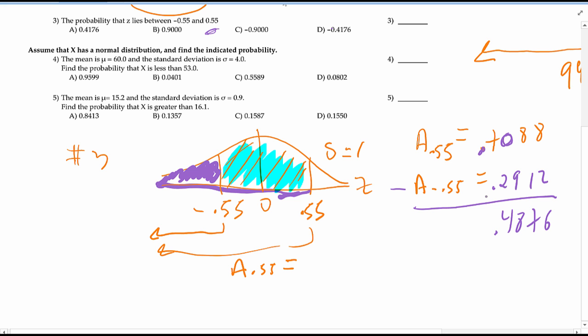So now the answer will be 0.7088 minus 0.4876, and I get 0.2212. I hope you're doing these calculations with me. So I get 0.4176, which is A.